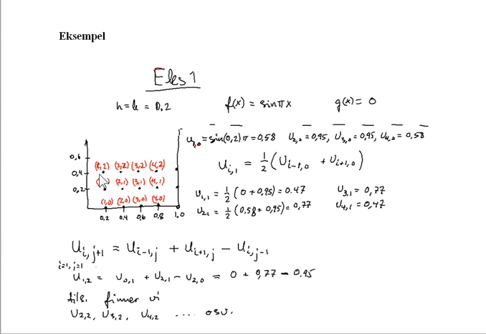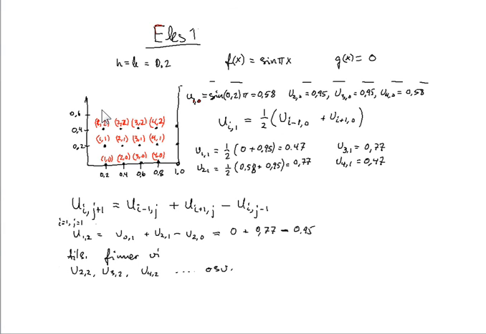For example, if you want to calculate the value in this point, we use this formula and take the value in these 2 points and minus the value in this point, as we did earlier. And then we obtain the following value. Do exactly the same for all the other nodes in this row. We will find every value in the row, and then we start with the next row.